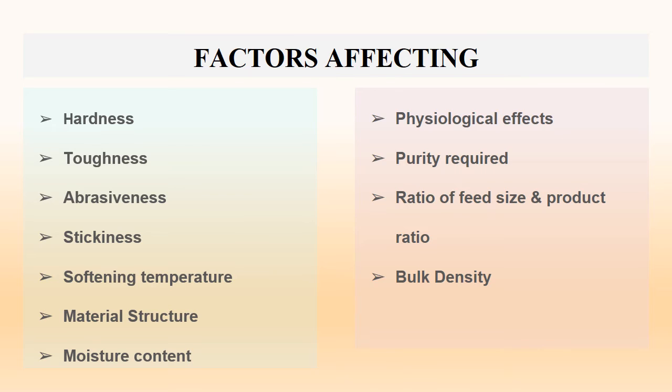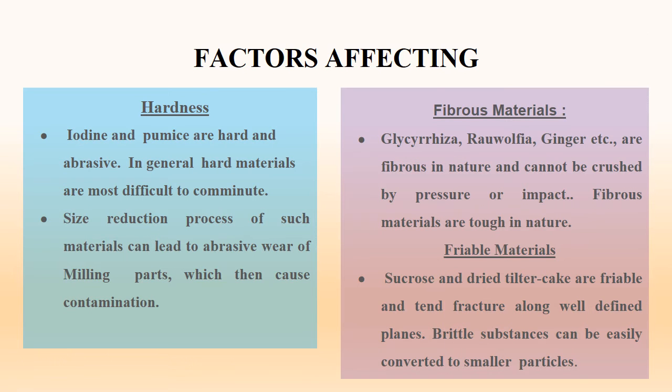Hardness, toughness, abrasiveness, stickiness, softening temperature, material structure, moisture content, physiological effect, purity required, ratio of feed size and product size, bulk density. If you are considering the factors affecting, first is hardness. Iodine and pumice are hard and abrasive in nature. So in general, hard materials are most difficult for the size reduction process.